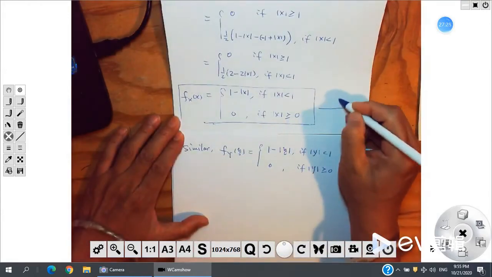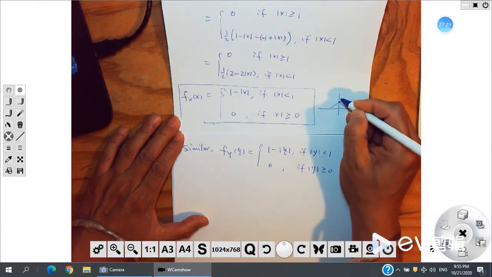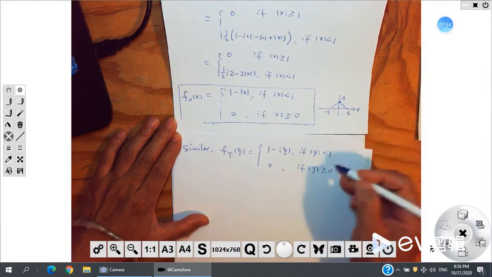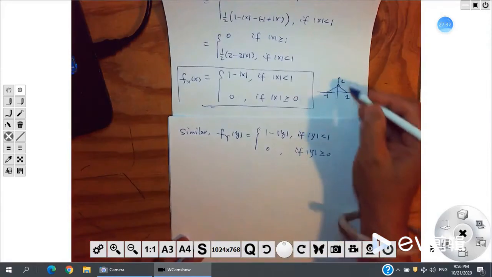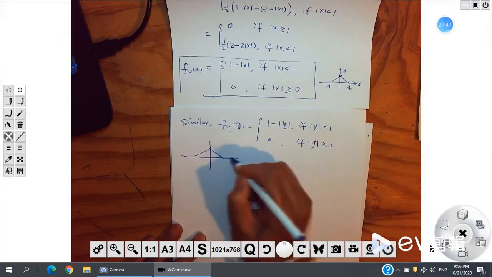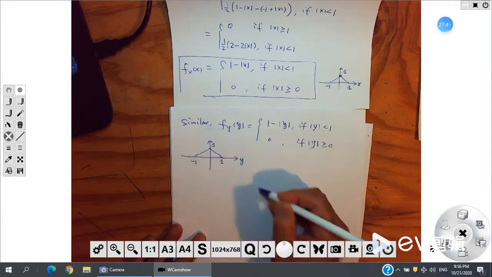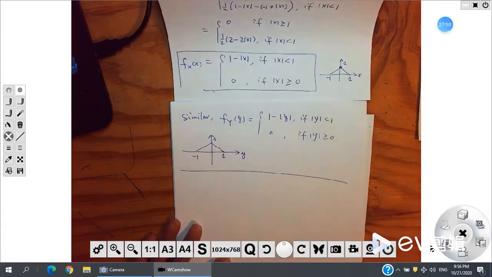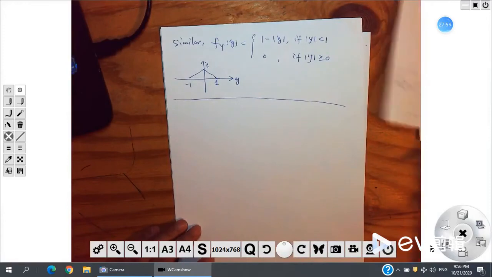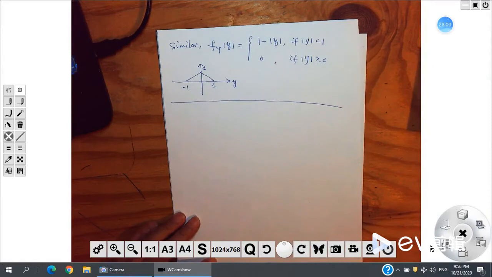It will look like this. This is x; when x is 0 it is 1, negative 1, this is 1. This is for the PDF of x, and for y it is a similar thing. This is y, here's 1, here's negative 1, here's 1. Okay, so we have the marginal distribution, the probability density function. Right. Okay, this is the second part.